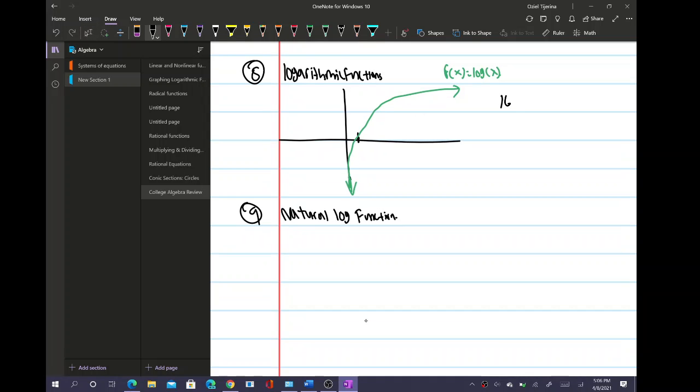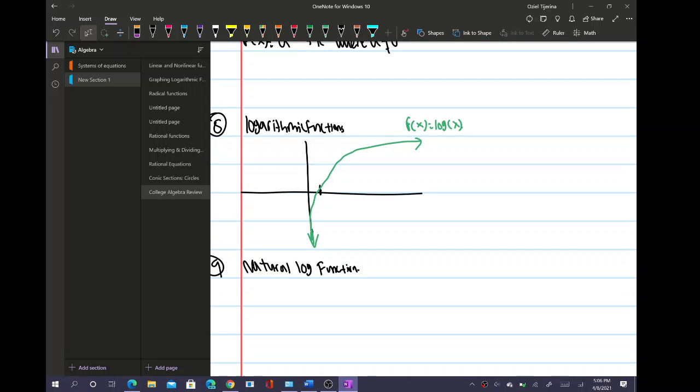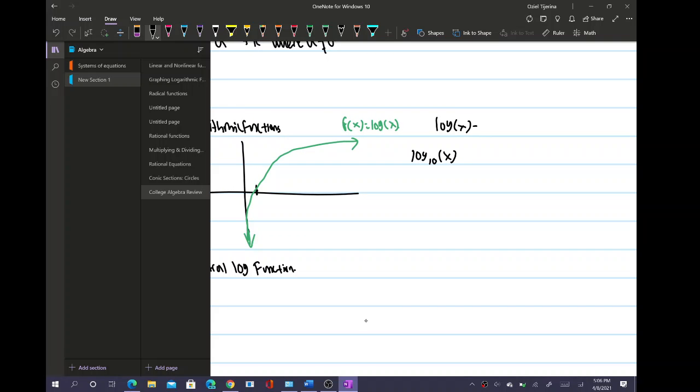So if I say log of 1 equals ln of 1, okay? But log of e does not equal ln of e. Does that make sense? You don't necessarily need to memorize those, but you want to know the difference between both of them. Log of x is just the inverse of 10 to the x. It's log base 10 of x, really. That's what log of x is: log base 10 of x.